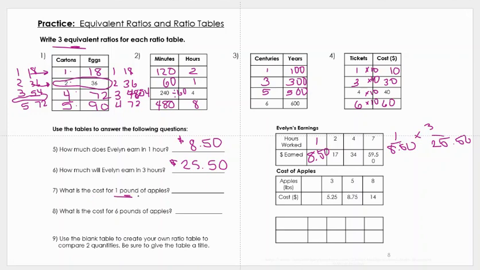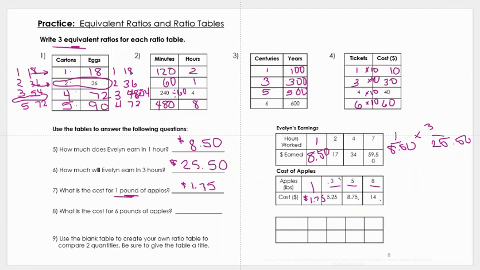What is the cost for 1 pound of apples? We have 3 pounds, 5 pounds, 8 pounds. So 8 pounds is $14. I could do 14 divided by 8 and find out that it's $1.75 per pound. Or I could do 8.75 divided by 5, and again, $1.75 a pound. Or 5.25 divided by 3, $1.75 a pound. So it is $1.75. And then what is the cost for 6 pounds?